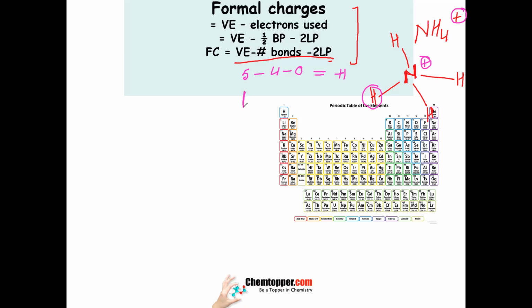Hydrogen valence electrons are 1, is making 1 bond, lone pairs are 0. Remember I said hydrogen is always with 1 bond, that's it. No lone pair, nothing. Because it has only 1 electron, it can share 1 electron. There is no lone pair, right?